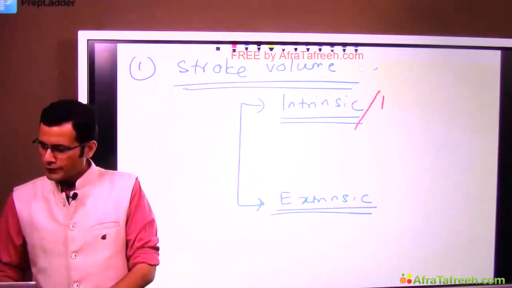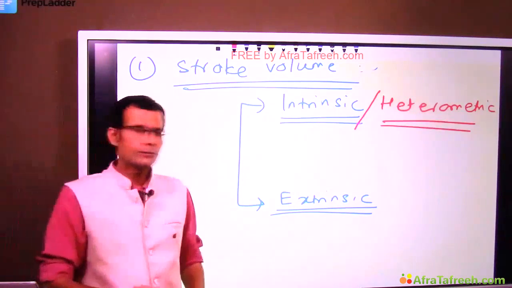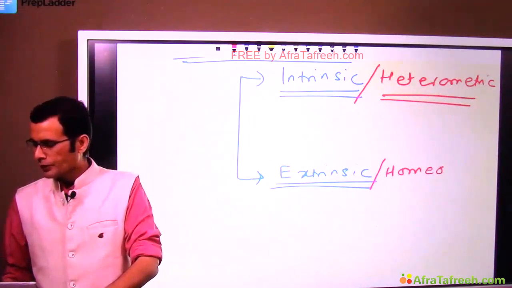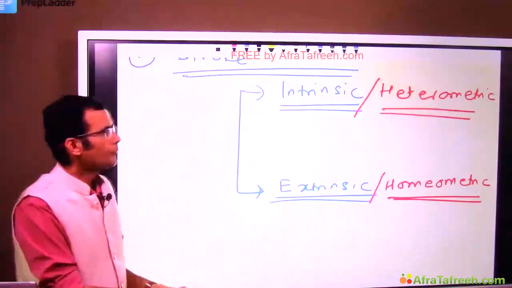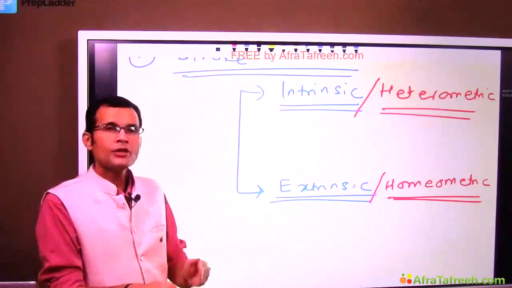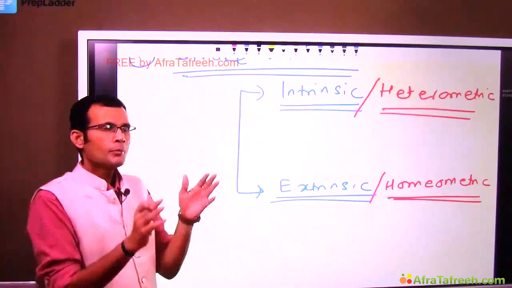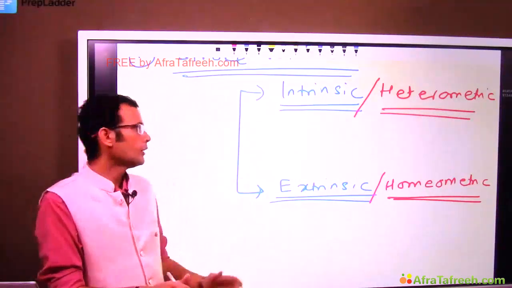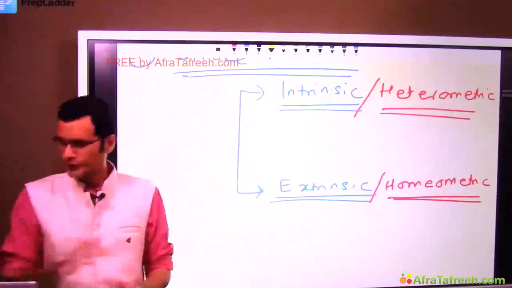Intrinsic is also called heterometric regulation and extrinsic is also called homeometric regulation. We will explain these terms just now. Heterometric means by changing the length of the cardiac muscle fiber, and homeometric means by keeping the length same but producing stronger contraction. So that's basically how we divide the factors.